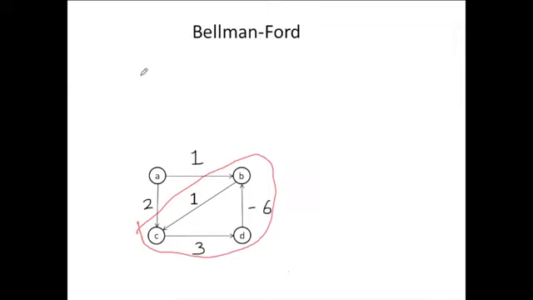So Bellman-Ford doesn't work. But after relaxing the edges n minus 1 times, if we repeat it one more time, Bellman-Ford can show that some vertices are still getting updated. It means there is a negative cycle. So Bellman-Ford can detect if there is a negative cycle, but it cannot solve if there is a negative cycle.